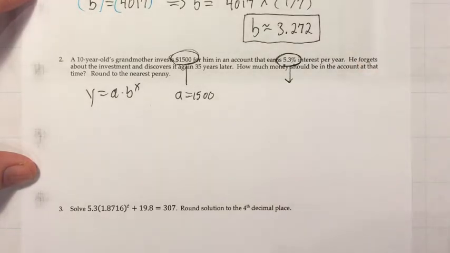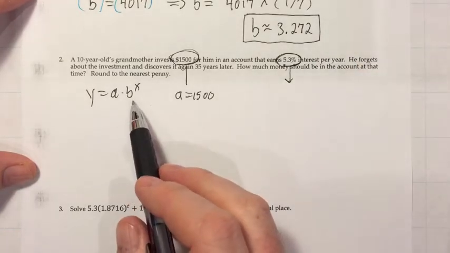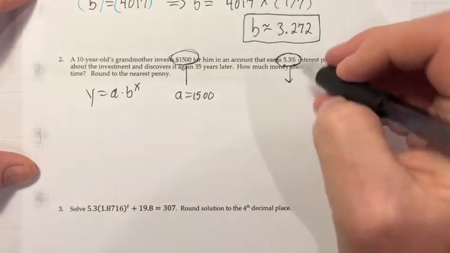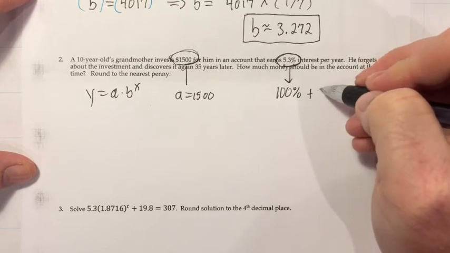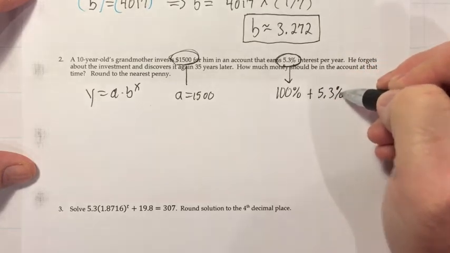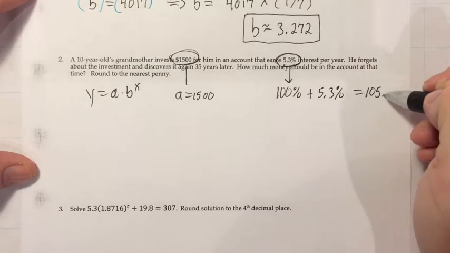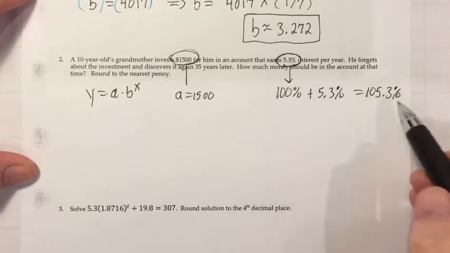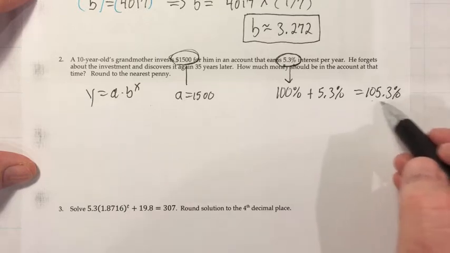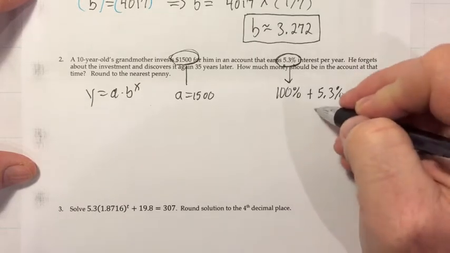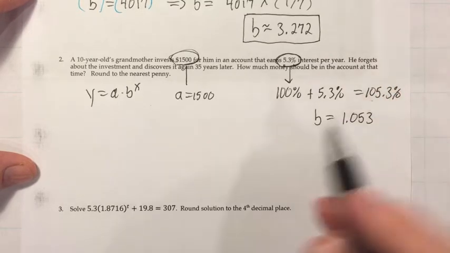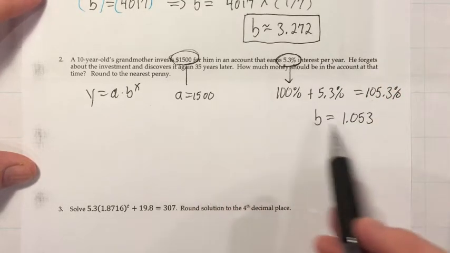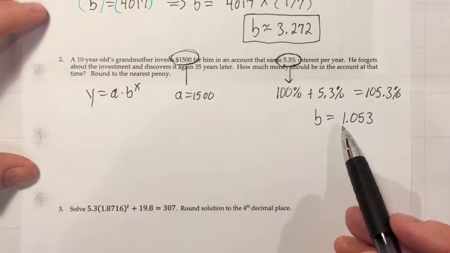In order to have growth in an exponential function, you need to have a base that's bigger than 1. So we need to take a base of 1, which in percentage form would be 100%, and add the growth amount 5.3% to get 105.3%. And that would be the base, only this is in percentage form, and we need to convert it to decimal form. So move the decimal over 2 spots, and we get b equals 1.053. So we've got our coefficient and we've got our base, so we can write our function.